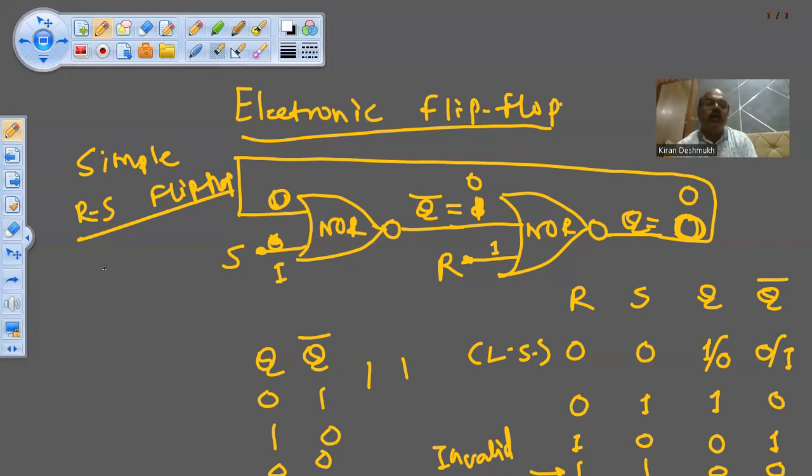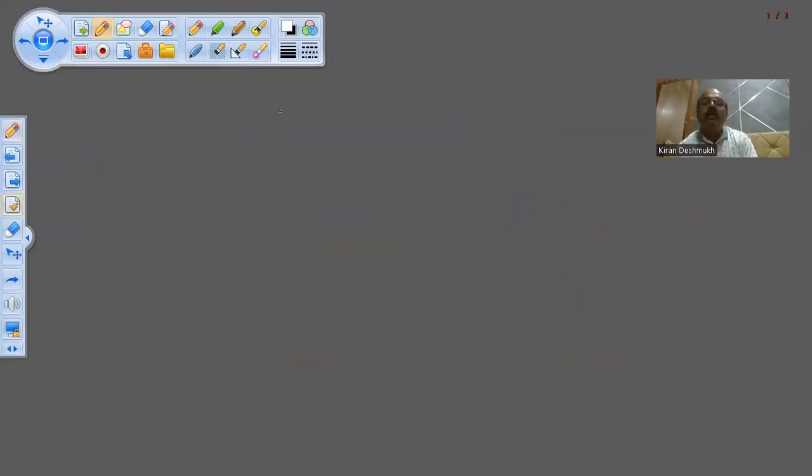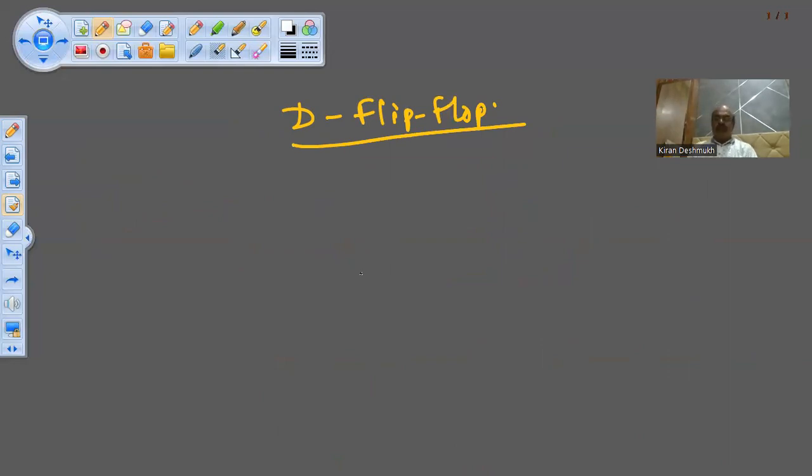There is one more category called clocked RS, that we will discuss afterwards. Okay, if you understood what is simple RS flip-flop, then we can move further for D flip-flop. What is D flip-flop? In case of D flip-flop, there is only one input called D input or data input. But there will be two outputs, Q and Q bar.